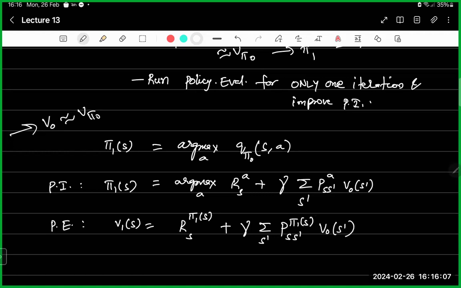Okay. So this is the update rule, right? Bellman expectation update rule. So you have some vector v naught. Now you are applying the Bellman expectation on that. Correct?